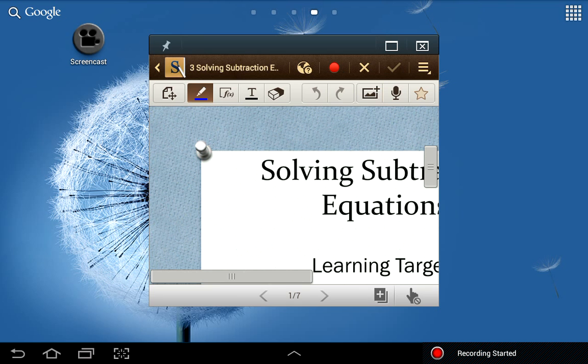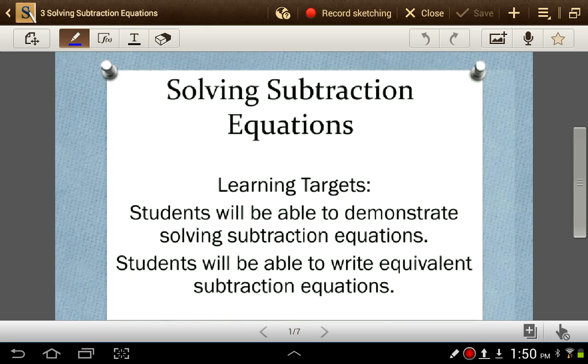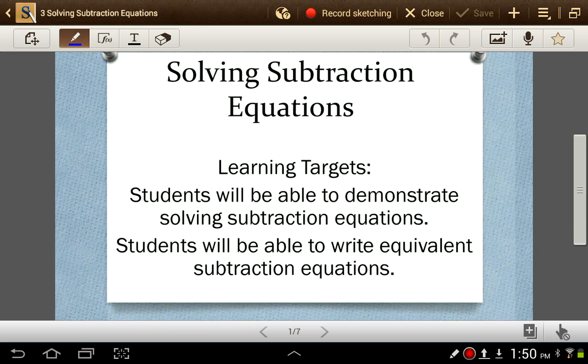Alright guys, here we are with our solving subtraction equations. So today for solving subtraction equations we have two learning targets again, which are the same as yesterday's addition equations. You will be able to demonstrate solving subtraction equations, and then also you will be able to write equivalent subtraction equations. Can you write them in different forms, different equations with different numbers but representing the same amount?